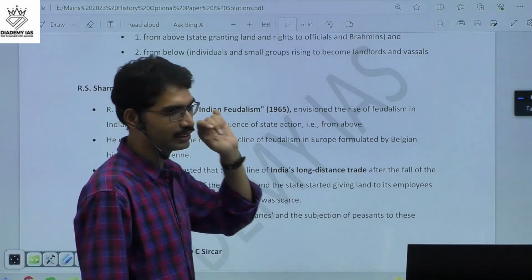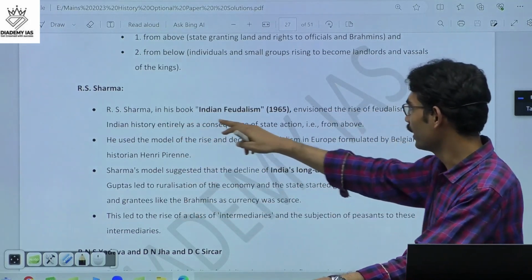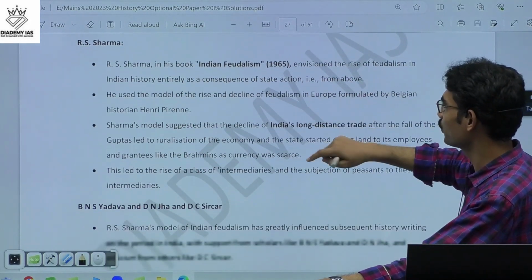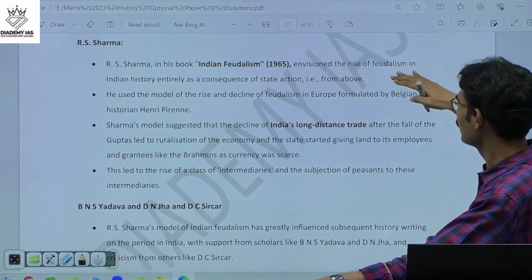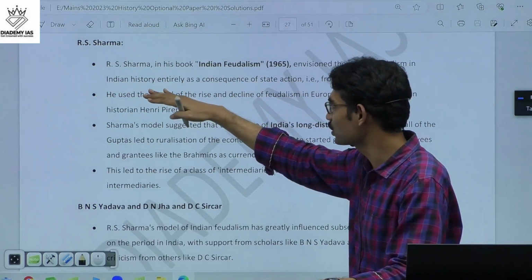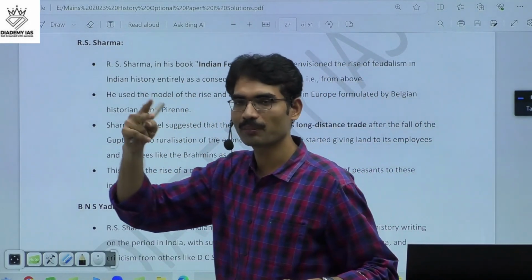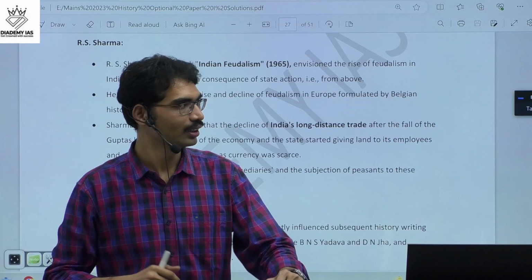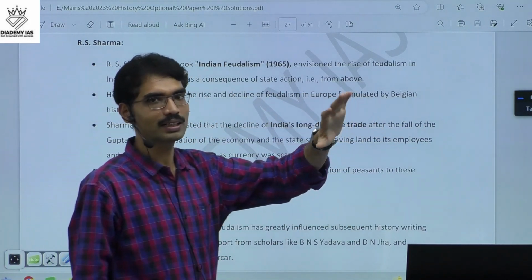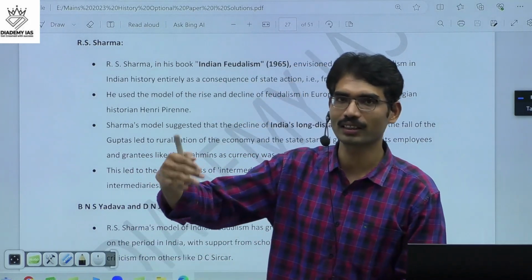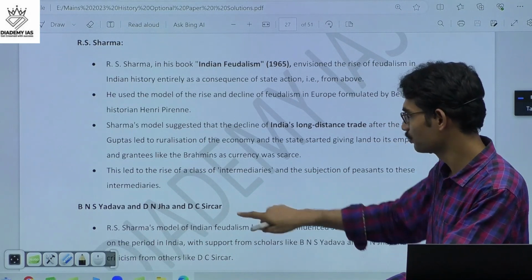Now R.S. Sharma is the next important proponent of Indian feudalism, and he wrote the book Indian Feudalism in 1965. According to this, he envisioned the rise of feudalism in early history entirely as a consequence of state action. D.D. Kosambi at least gave two interpretations, but R.S. Sharma said it is completely because of the state. The state started giving so many land grants, and because of this, feudalism emerged.